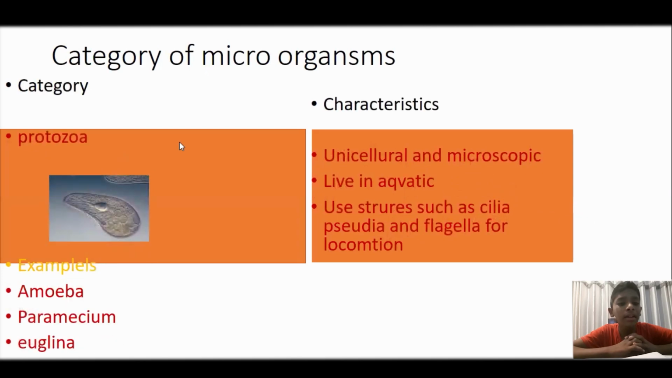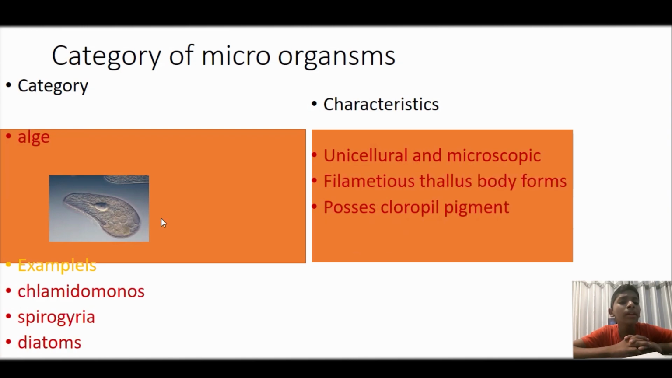Our third category, protozoa. Examples: amoeba, paramecium, euglena. Characteristics: unicellular and microscopic, live in aquatic environments, use structures such as cilia, pseudopodia and flagella for locomotion. Our fourth category, algae. Examples: Chlamydomonas, Spirogyra, diatoms. Characteristics: unicellular and microscopic, filamentous body form, possess chlorophyll pigment.